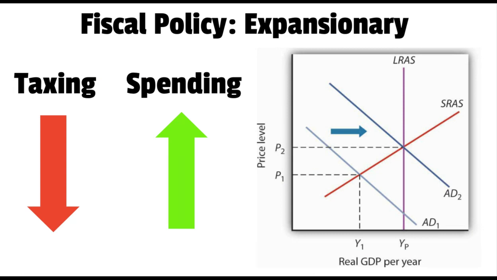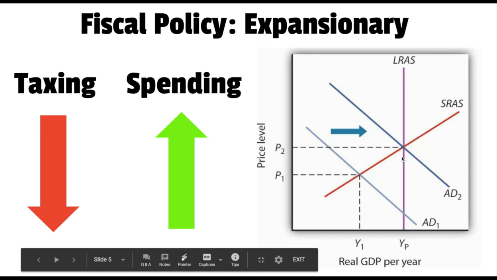Just recall some of the concepts from Unit 3. We know that when we want to expand the economy, we would reduce taxing or increase spending, or do a combination of both. And that's going to help households and businesses have more disposable income. And we would see aggregate demand shift to the right as a consequence.